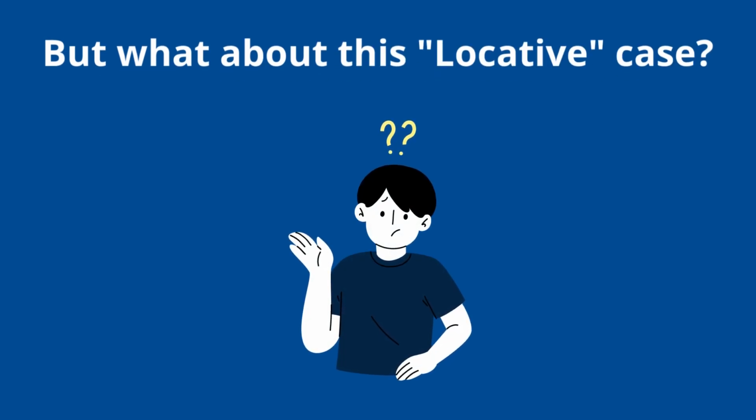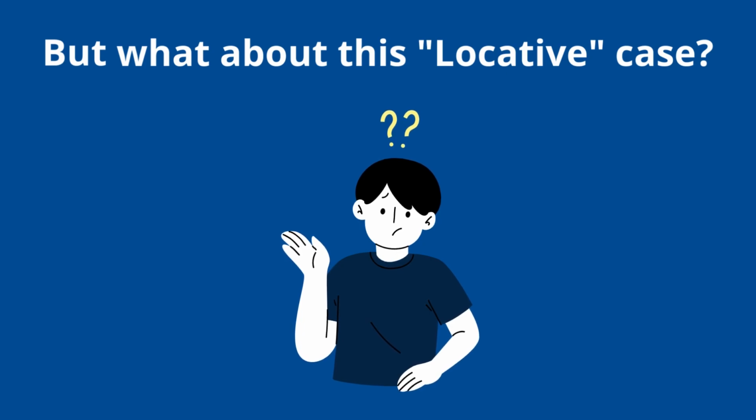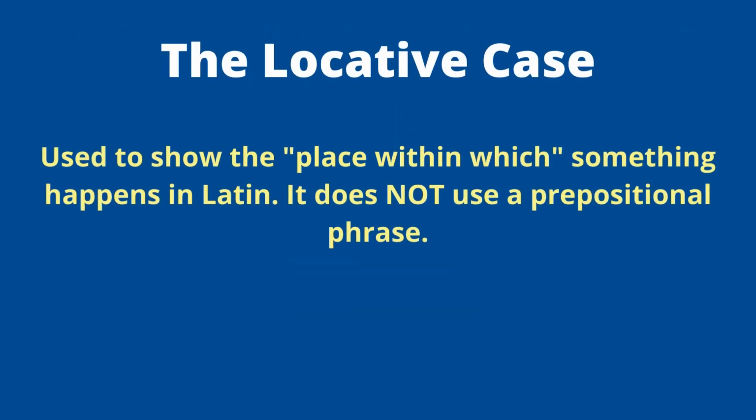That's the basic idea. But what about this locative case, right? You notice I didn't talk about it yet, and I didn't show how you can say that you're inside a city, right? That's where the locative comes in. So the locative is used to show place within which something happens, right? It doesn't use a prepositional phrase. And you can hear in the name locative, you might recognize locus, which means a place. It has to do with a place and where you are.